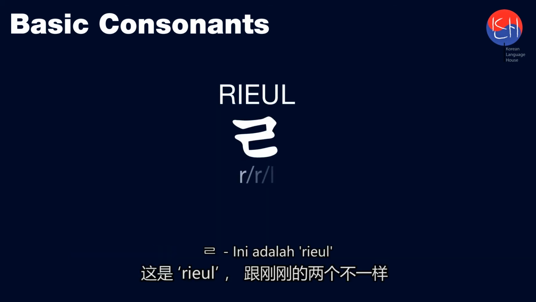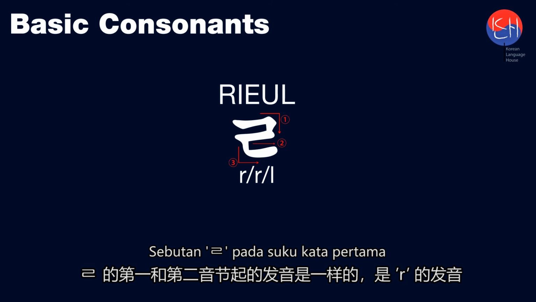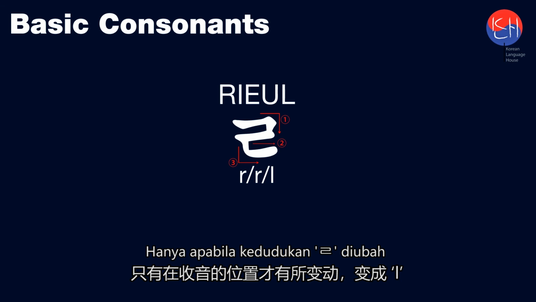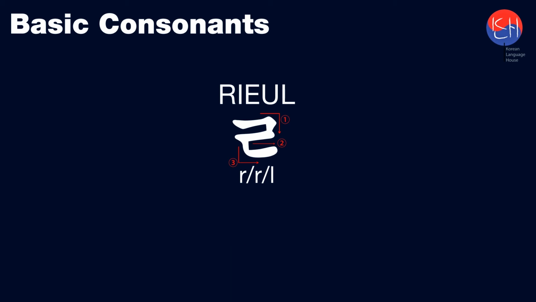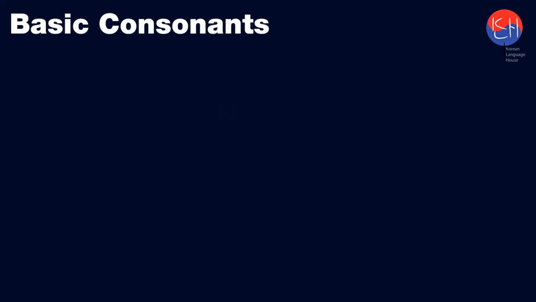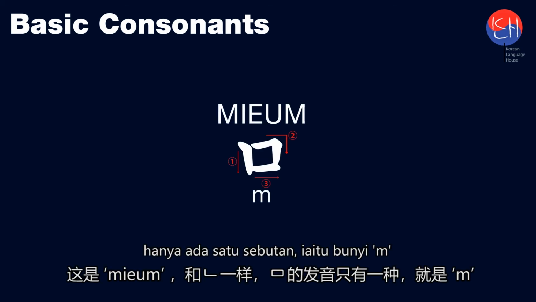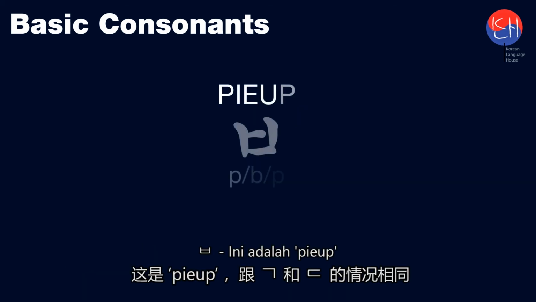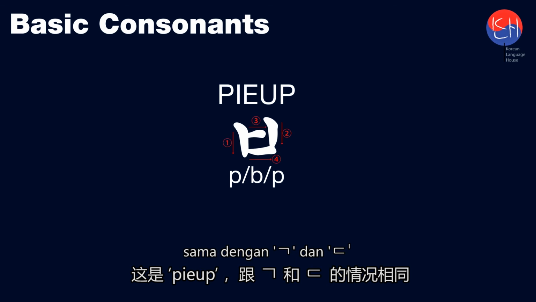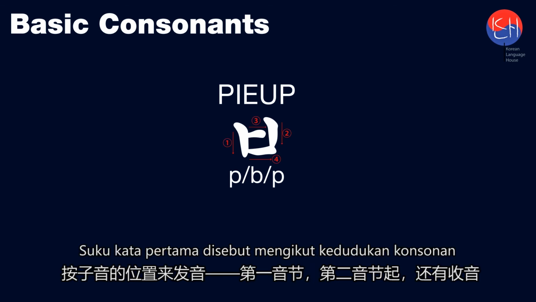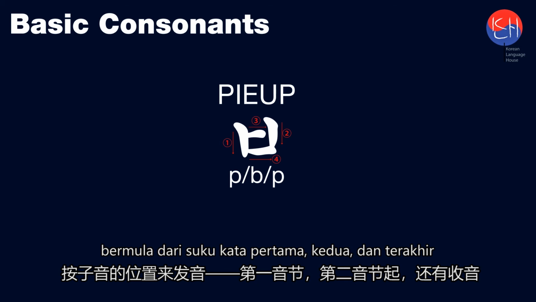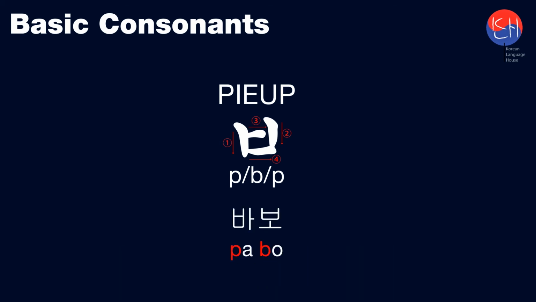This is 리을. Unlike the other 2, the sound for the first syllable and the second syllable are the same, the R sound. It's only when it's placed as an ending consonant at the bottom of a word that it changes to the L sound. For example, 도로, 날. This is 미음. Like 니은, it has only one sound, the M sound. This is 비읍. Like 기역 and 디귿, it has 3 sounds, first syllable, second syllable onwards, and ending consonant. For example, 바보.